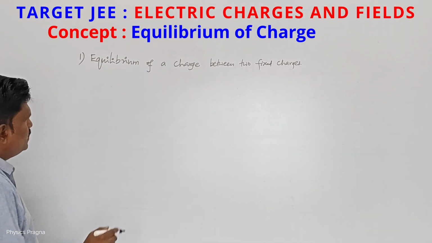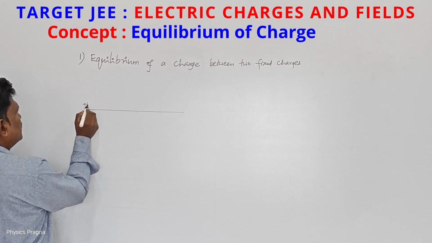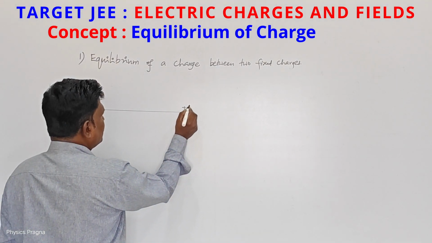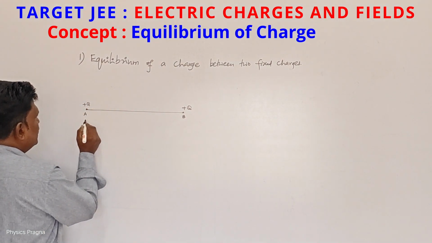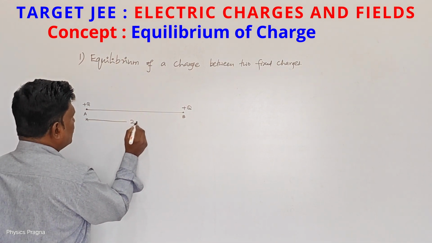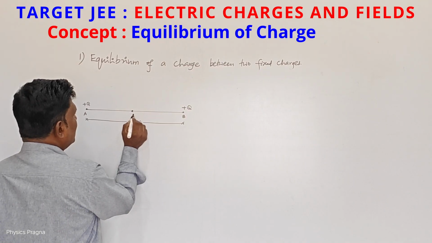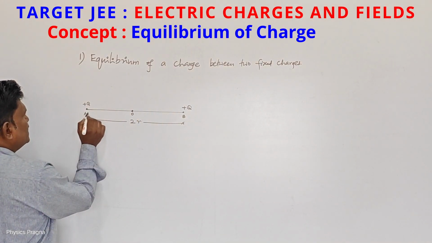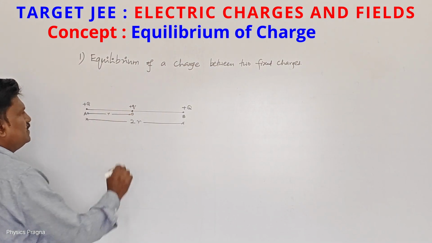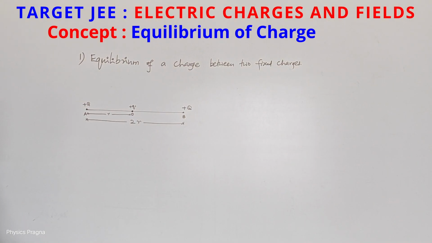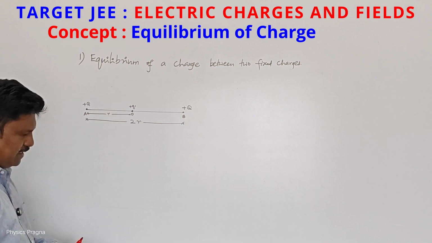Let us consider, as usual, two similar point charges, a plus q here and another plus capital Q here. This is position A, this is position B. The distance between them is 2r. Exactly at the midpoint, which is O, at a distance r, we have placed a plus q. This is our first case. So what happened for this system? The stable equilibrium point is along the axial line.